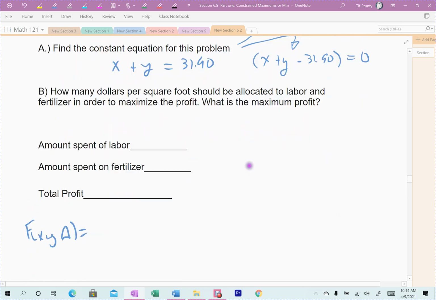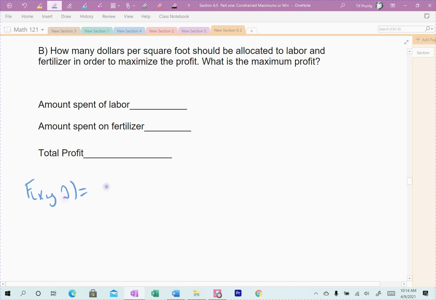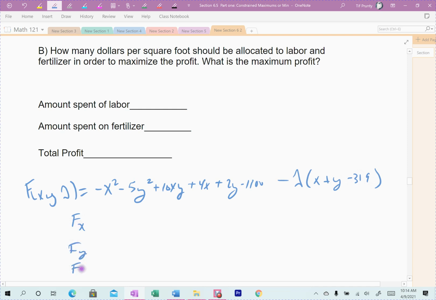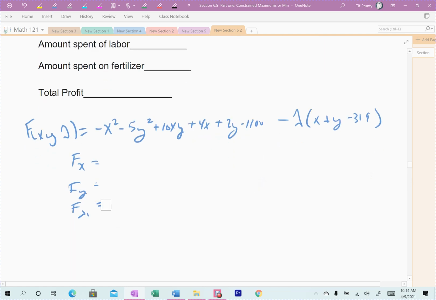So it's negative x squared minus 5y squared plus 10xy plus 4x plus 2y minus 1100. There's my profit equation. And then it's minus lambda times my constraint equation, which was x plus y minus 31.90. All right, find your first order derivatives and set them equal to 0. Which in this case is good. Most of our applications will be linear. I will do an example later on that's not linear, just so you can see another one.